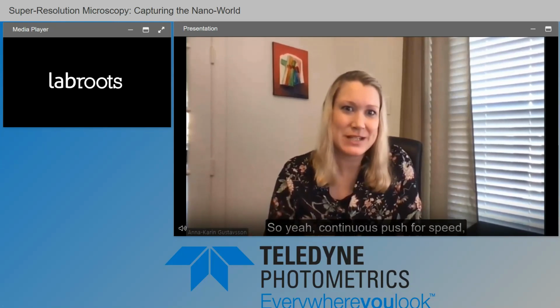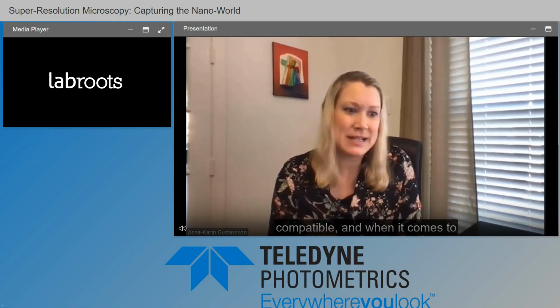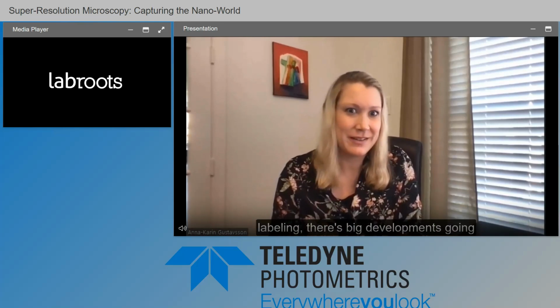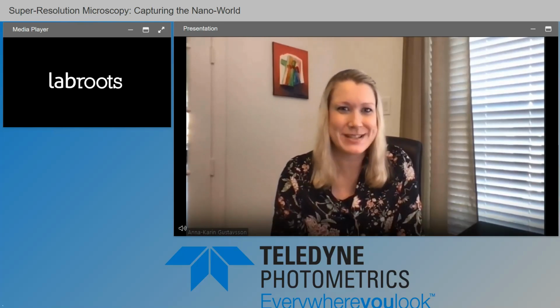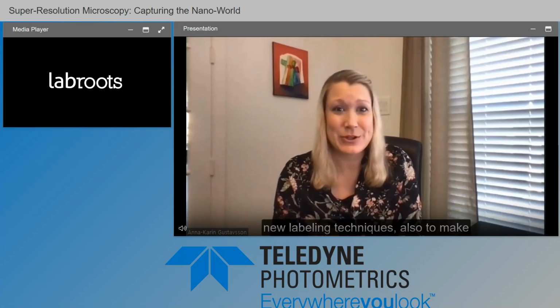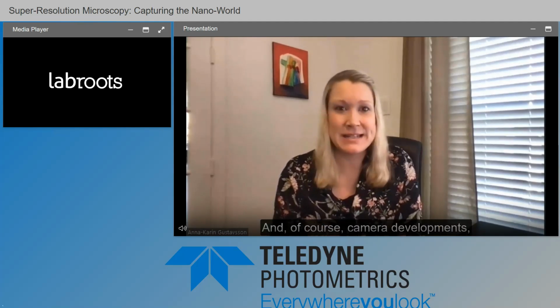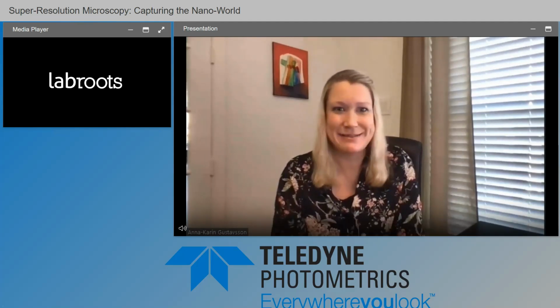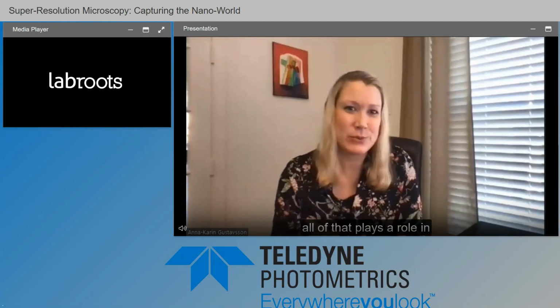So yeah, a continuous push, as I said, for speed, making them more gentle, live cell compatible. And when it comes to labeling, there are big developments going on continuously on new fluorophores and new labeling techniques, also to make them more live cell compatible, for example, brighter and more photostable. And of course, camera developments and analysis algorithm developments, all of that plays a role in how well we can image, really.